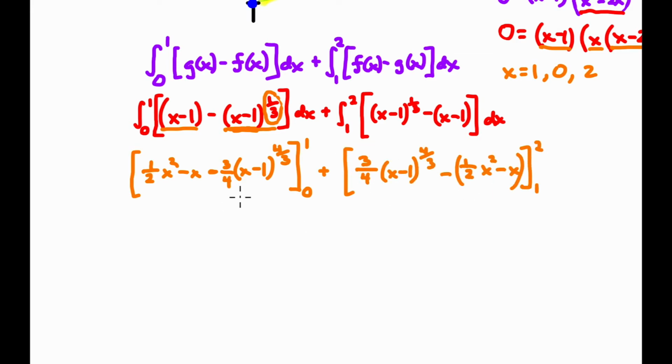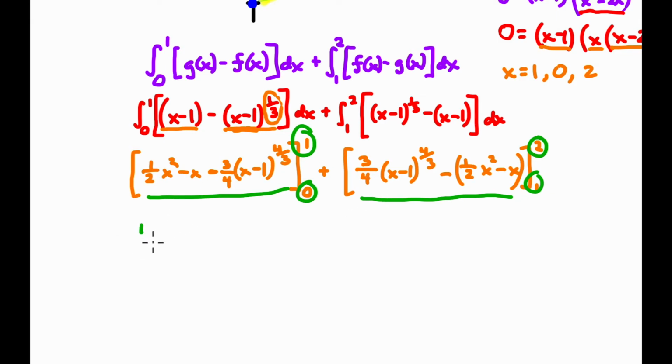All right, from here we're going to integrate by plugging in this 1 and this 0 into this whole thing right here, and then we're going to do the same thing with the 2 and the 1 by plugging it in right here. So here we go. So you plug in 1, you're going to end up with 1/2 minus 1 minus 3/4 times 1 minus 1 is 0, so we're just going to put a 0 in there. So that's if you plug in the 1. Now we're going to plug in the 0 here.